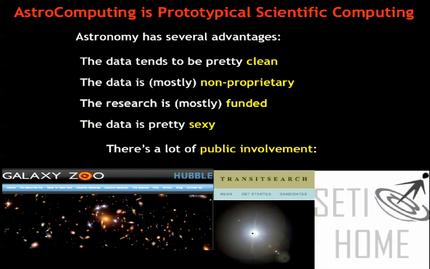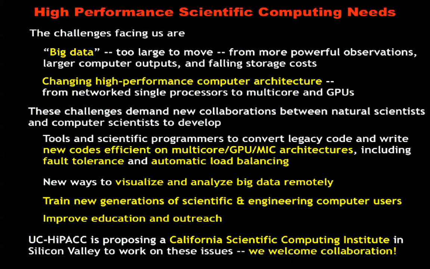Our data is clean, it's mostly non-proprietary, it's mostly funded, and the public loves us. There are all these projects like Galaxy Zoo, where hundreds of thousands of amateurs help us out. The challenges facing us are the big data challenge. Once you're at the petascale, it's very hard to move the data, and there aren't a lot of places where you can handle that much data and actually process it. So we're going to have to learn to interact with remote data.